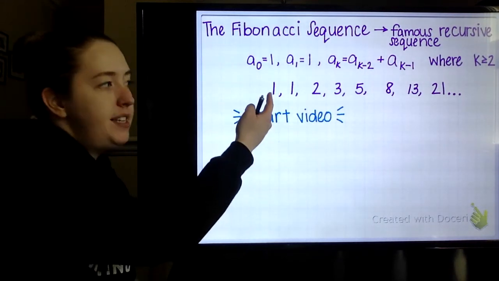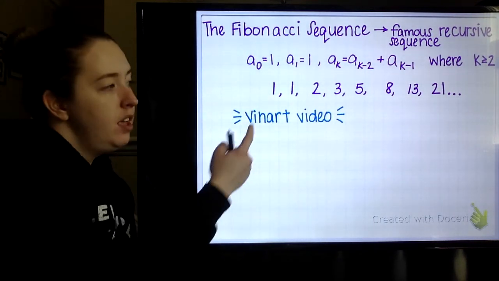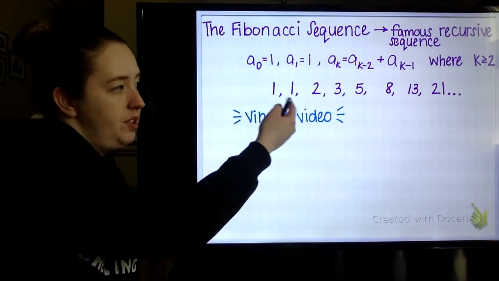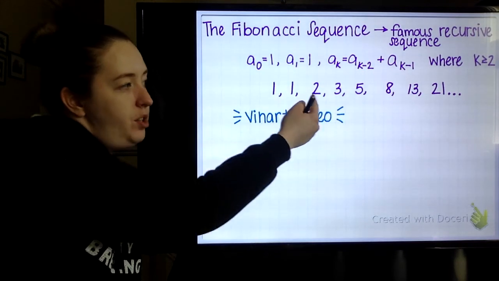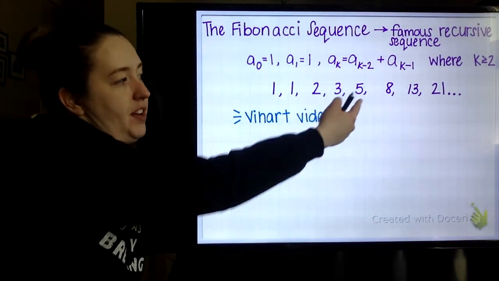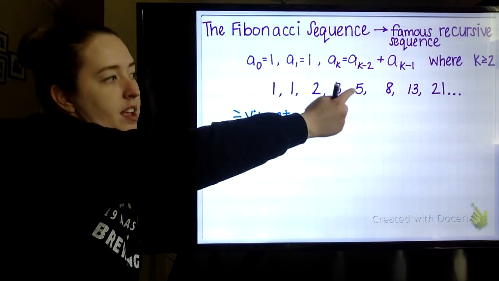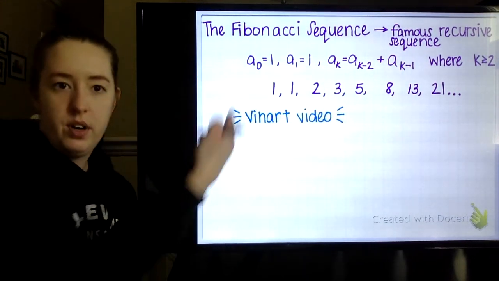So we just start by saying the first term is 1. There's nothing in front of it, so nothing plus 1 is 1. 1 plus 1 is 2. 1 plus 2 is 3. 2 plus 3 is 5. 3 plus 5 is 8. 5 plus 8 is 13. 8 plus 13 is 21, so on and so forth.